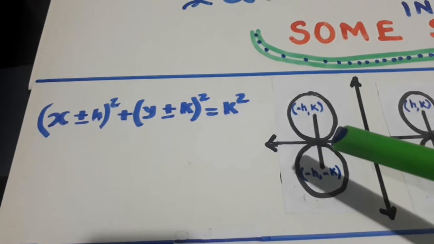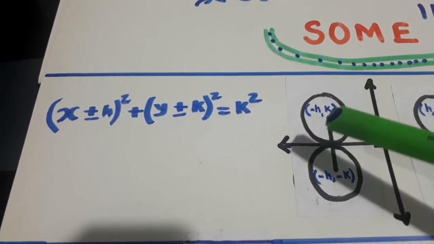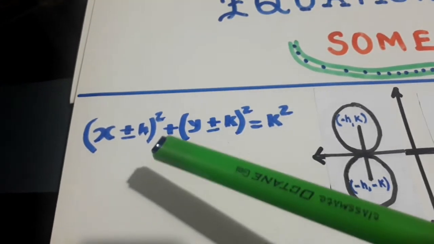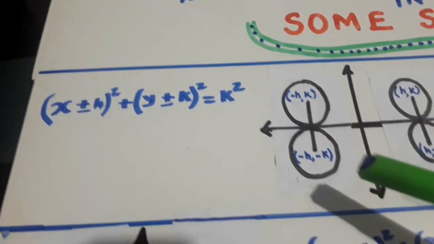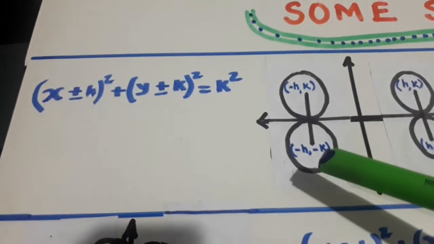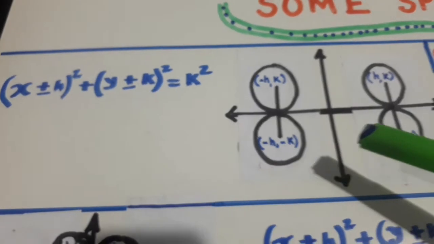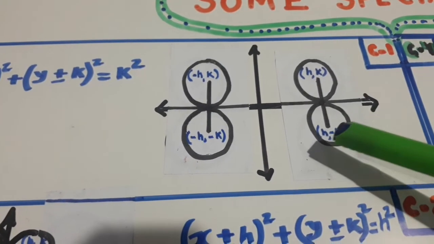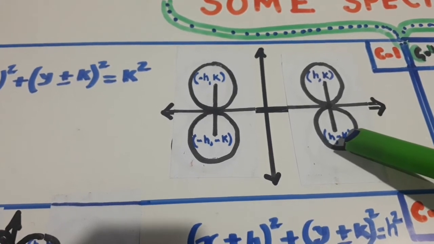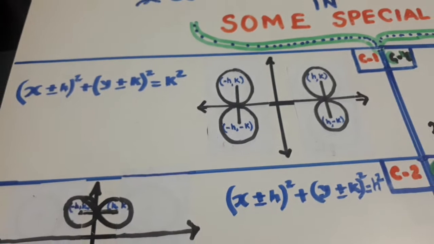In this case, the center is (minus h, k). It will be (x plus h) squared plus (y minus k) squared is equal to k squared. In this case, (x plus h) squared plus (y plus k) squared is equal to k squared. In this case, the equation will become (x minus h) squared plus (y plus k) squared is equal to k squared.